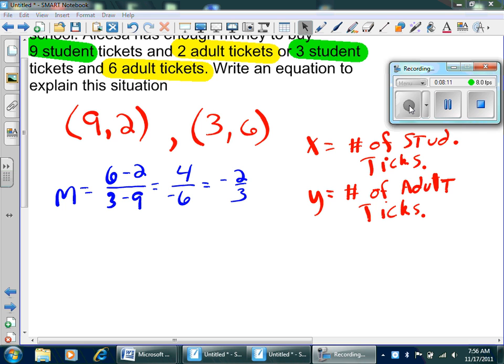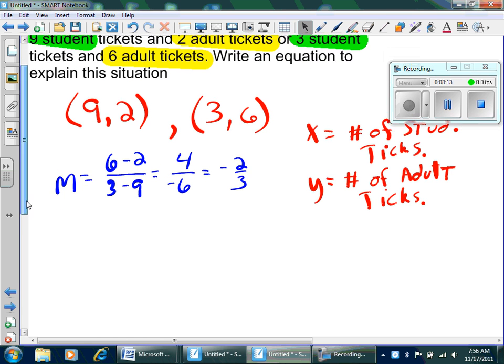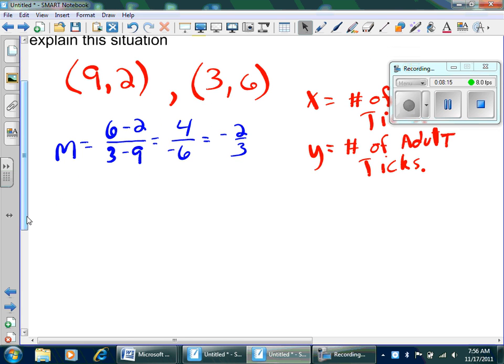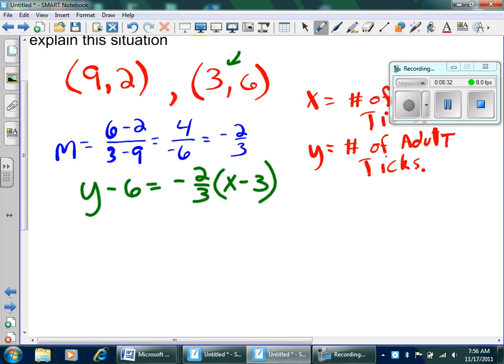I'm going to start off in point-slope form because it's the easiest way to get one of the equations written. I will pick the point (3, 6). So y minus 6 equals negative 2/3 times the quantity x minus 3. There's my point-slope form. That's done. It doesn't really tell me much except a point and the slope. I'm going to convert it to slope-y-intercept form and see what happens.